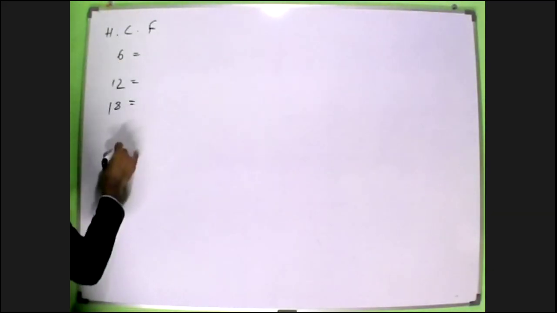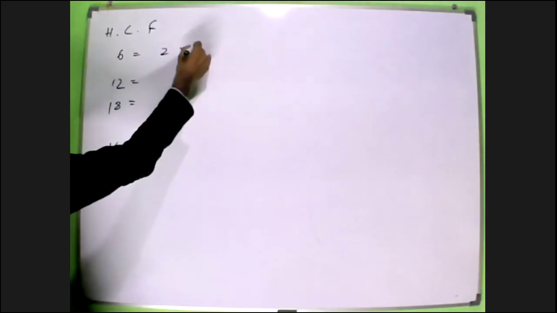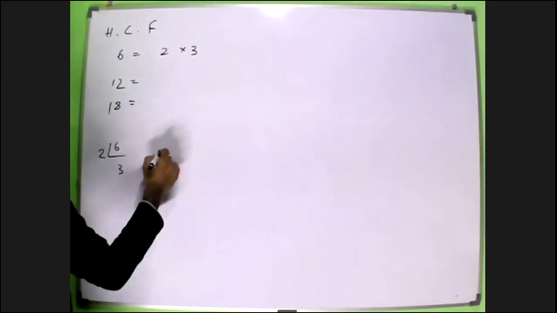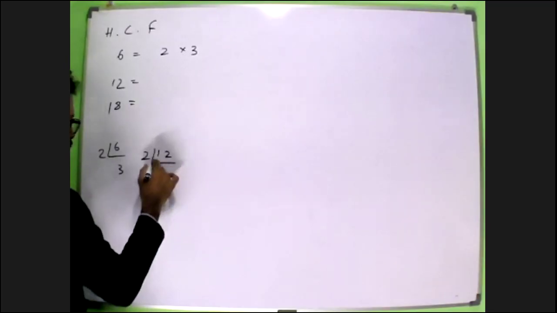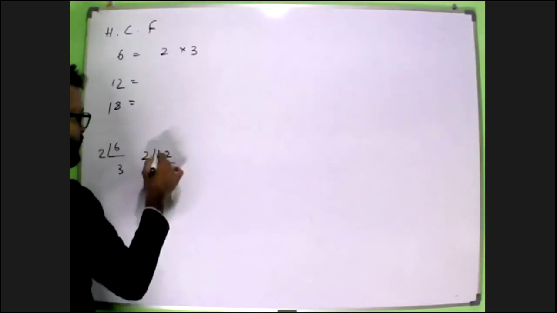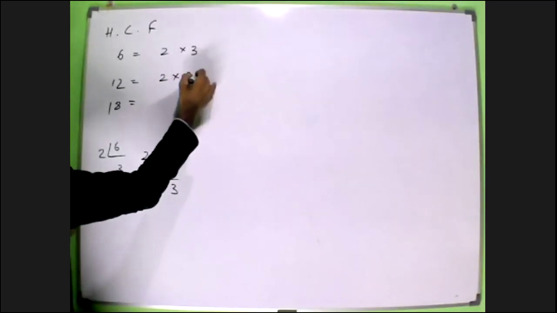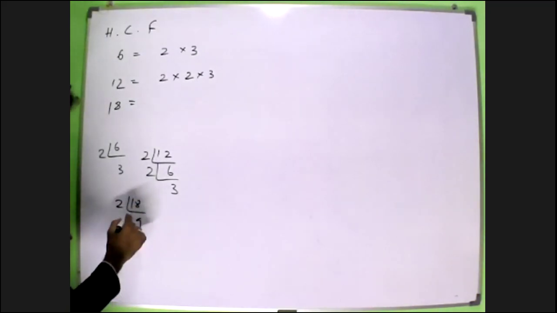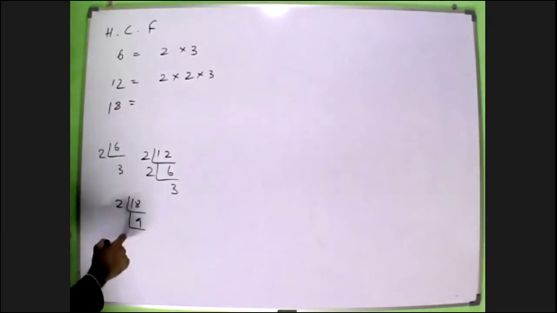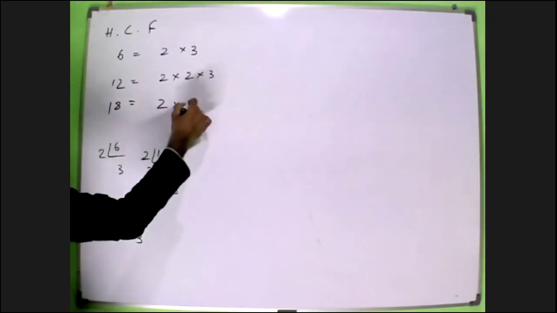So 6 can be divided by 2, 2 times 3. By using the smallest prime number, you have to begin dividing, right? 6, 2 times 3. So you can write it like this: 2 times 2 times 3. 80 is 2 times 9. Sorry, 9 cannot be divided by 2, so you have to use 3. 3 times 3, 2 times 3 times 3.